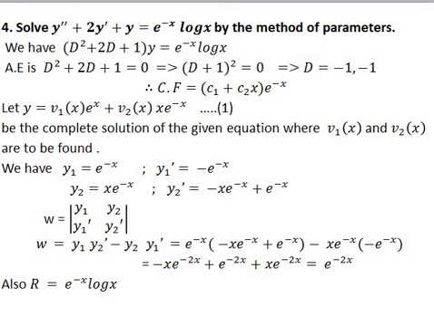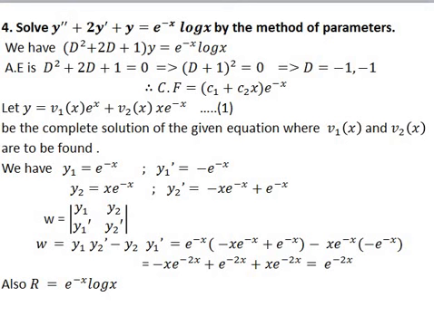The Wronskian w is equal to the determinant with first row y1 y2 and second row y1 dash y2 dash. Upon determinant expansion, w is equal to e to the power of minus x into minus x e to the power of minus x plus e to the power of minus x, minus e to the power of minus x into x e to the power of minus x, which is equal to minus x e to the power of minus 2x plus e to the power of minus 2x plus x e to the power of minus 2x. The terms minus x e power minus 2x and plus x e power minus 2x get cancelled. So w is equal to e to the power of minus 2x.